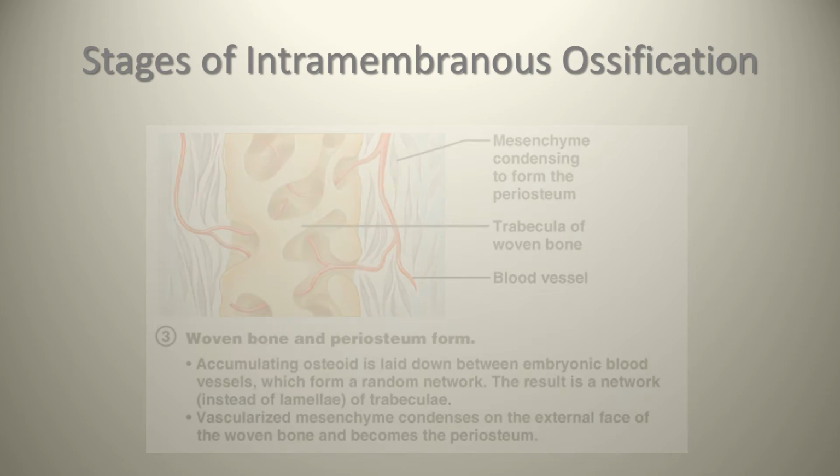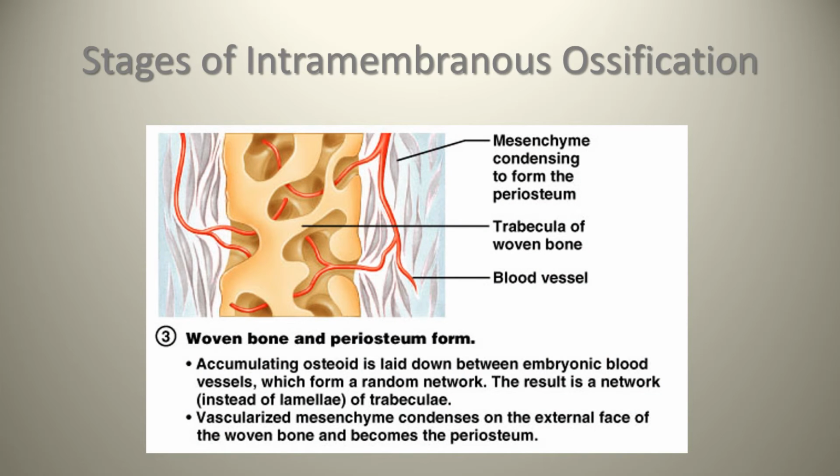Step 3, woven bone and periosteum form. So accumulating osteoid is laid down between embryonic blood vessels, which form a random network. The result is a network of trabeculae instead of lamellae. Vascularized mesenchyme condenses on the external face of the woven bone and becomes the periosteum.